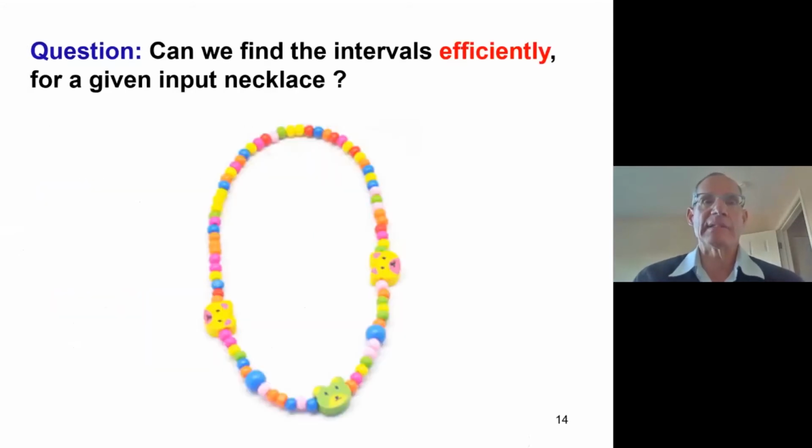So again, the question is the algorithmic question. Can we find the intervals efficiently for a given input necklace? You have this long necklace, random or non-random or looking random. It's really a big necklace. Let's say just k equals 2 now, with n types. We know that we can always cut it in n places in a fair way. Can we find it? That's an interesting question, and the answer is probably not.